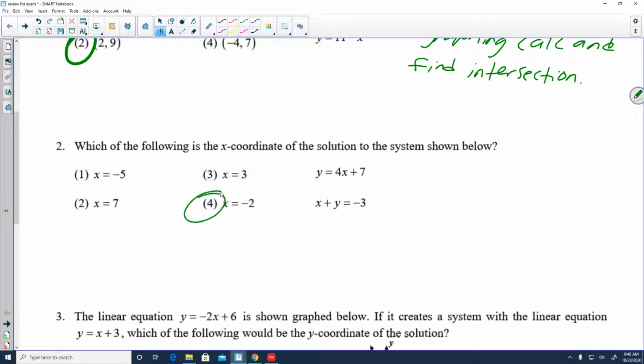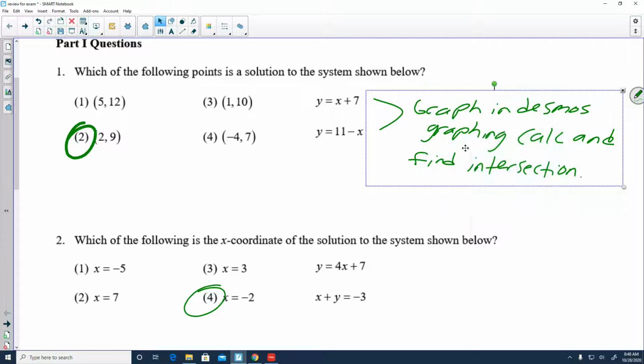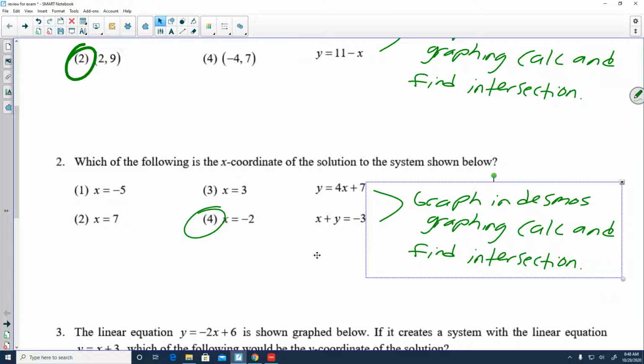So we have choice 4, negative 2. Again, I'm going to do the same thing. I'm going to find the intersection. I'm going to graph in Desmos. I'm going to be lazy and just do that. We're going to graph in the Desmos graphing calculator, and we're going to find the intersection. All right? Easy peasy when we're multiple choice.